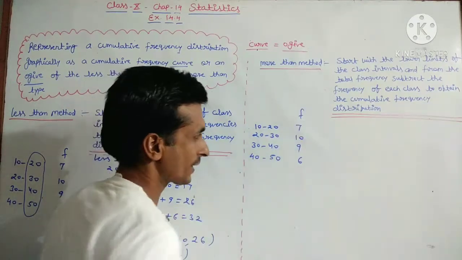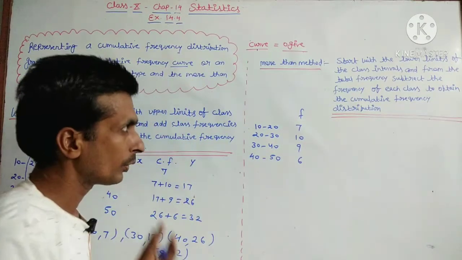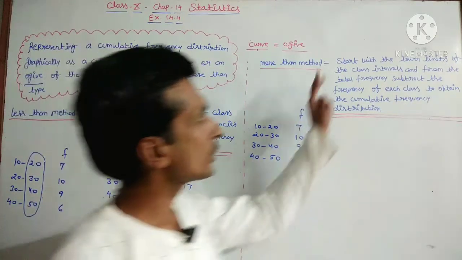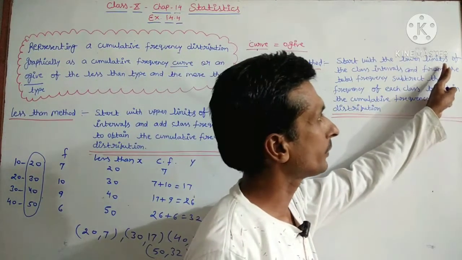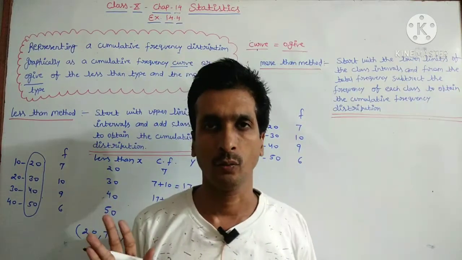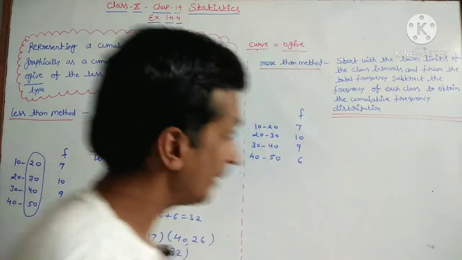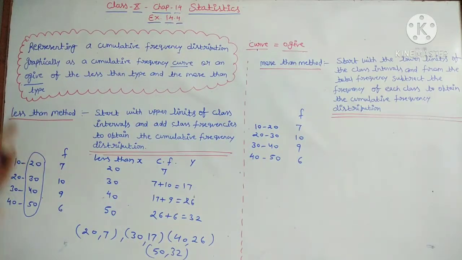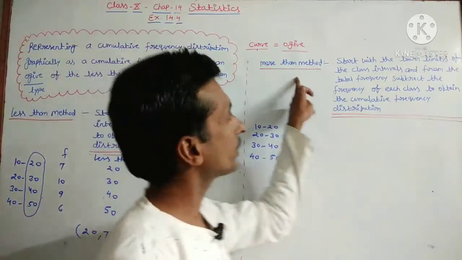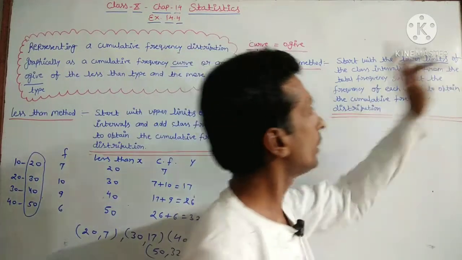This is the frequency. Okay, now you have to find the cumulative frequency also. First of all, here we start with the lower limit. In this method you have to choose the lower limit. In the less than method you have to use only the upper limit, but in this more than method you have to choose the lower limit.